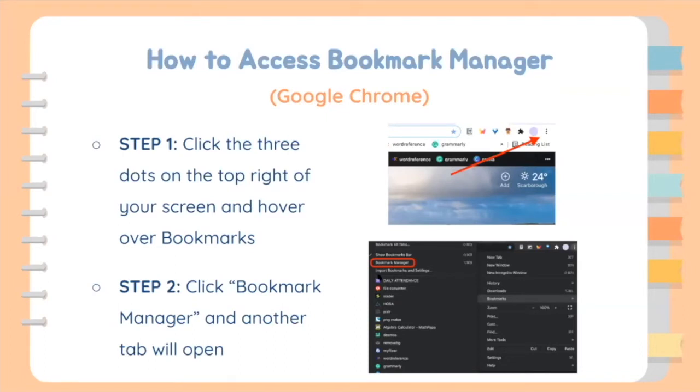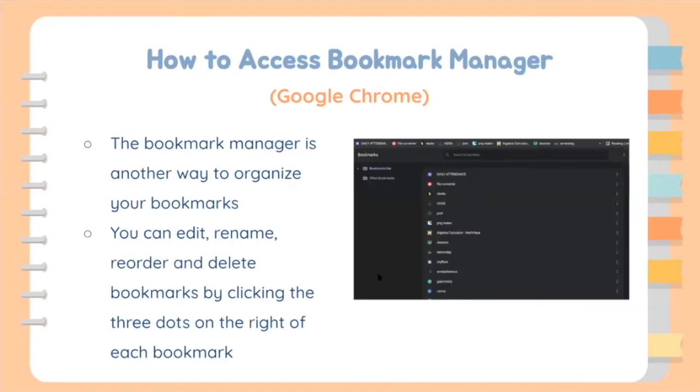And then another tab will open that will allow you to organize your bookmarks and rename, edit, and reorder them however you like, as well as delete any ones that you're not using anymore. You can do this by clicking the three dots beside each individual bookmark. And that's where you can find all your bookmarks. You can even search at the top if you happen to lose the name of a bookmark. And that is for Google Chrome, at least.